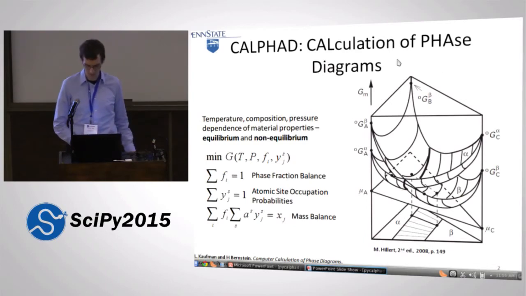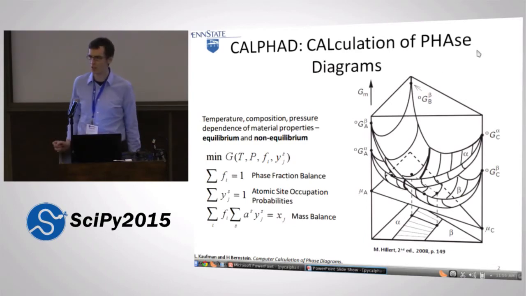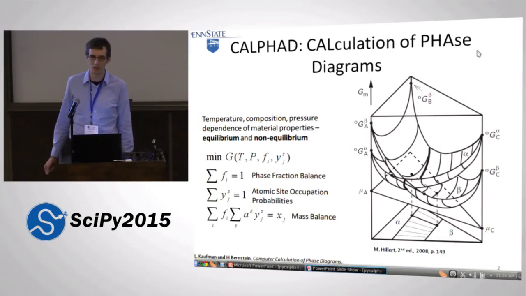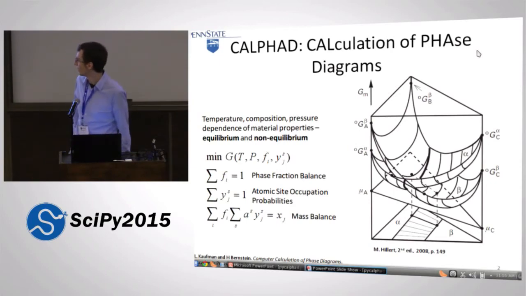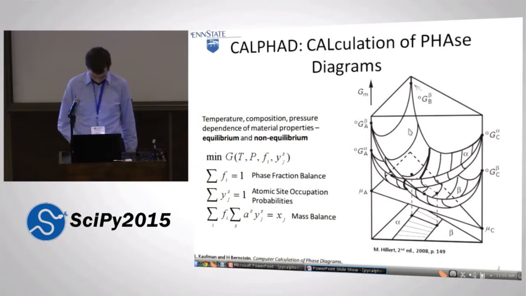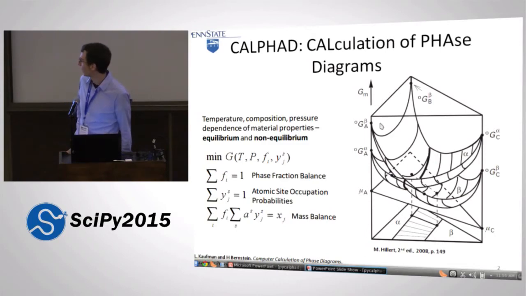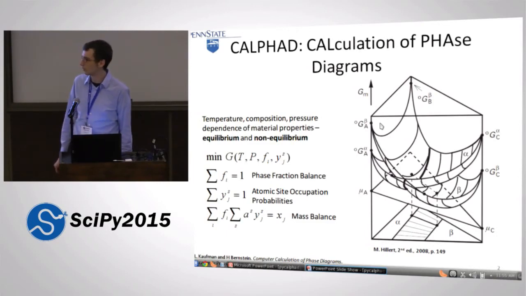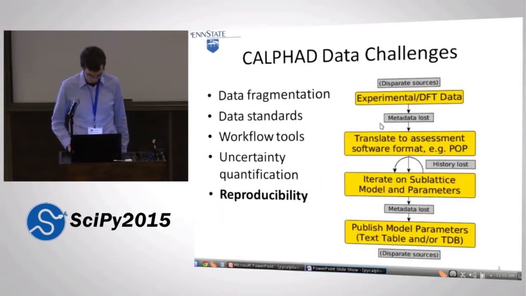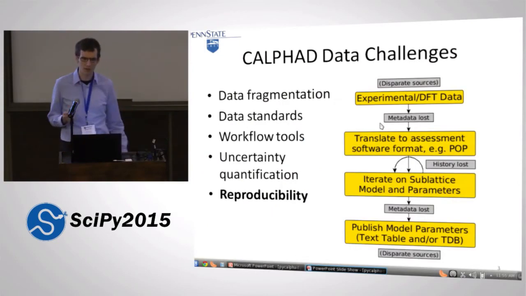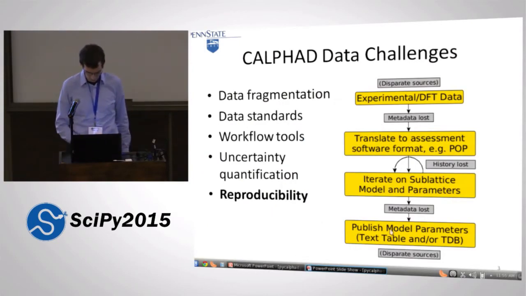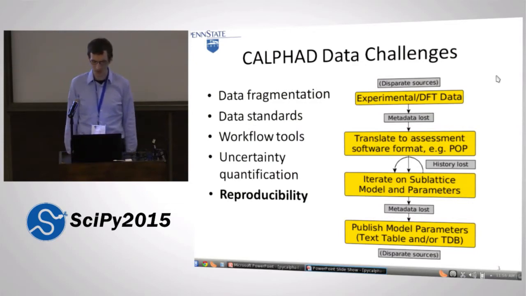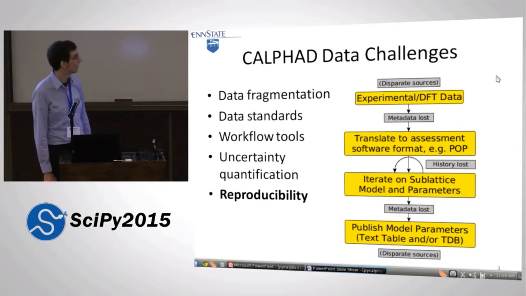And this method, this CALPHAD method, has been around essentially since we've had ubiquitous computing. It was pioneered by Larry Kaufman in the 70s, and it's essentially been going on and continuing at pace ever since then. But the CALPHAD community right now is facing a lot of challenges, and I would say probably the most significant challenges have to do with data.